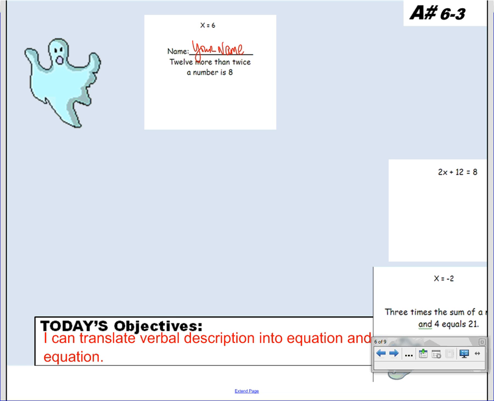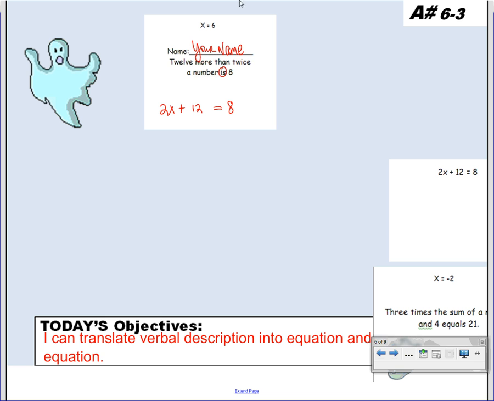So our description says 12 more than twice the number is 8. So we'll start off with what word means equal. That's the is, so we know it's going to be equal to 8. 12 more than twice the number. More than is plus, but it's also a flip, so that means the 12 goes behind. Twice the number would be 2 times x in front.